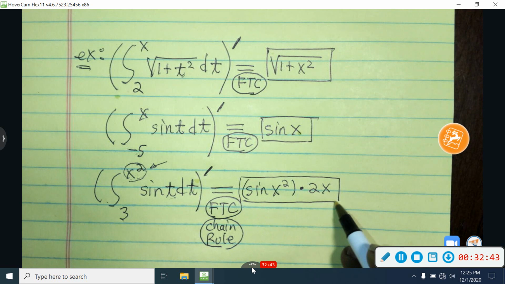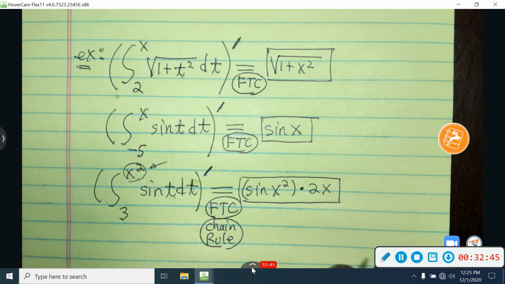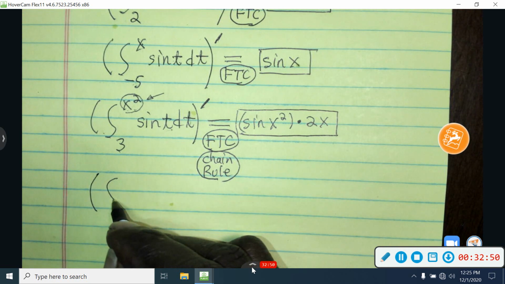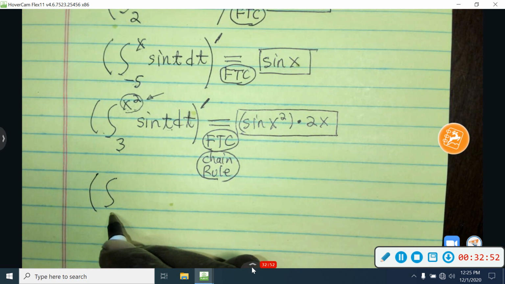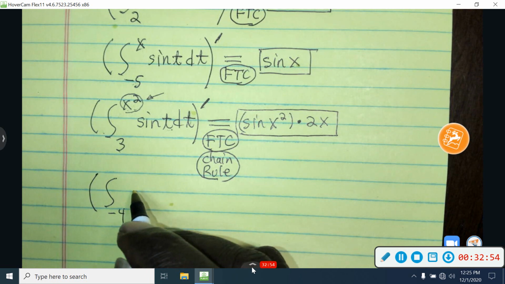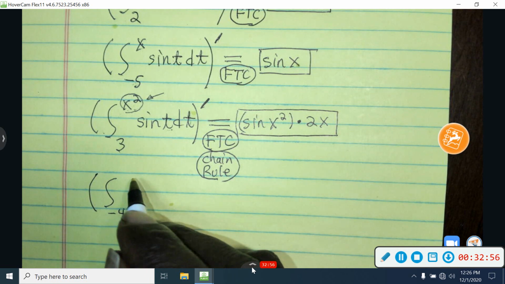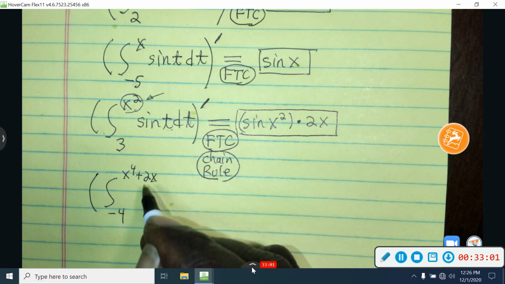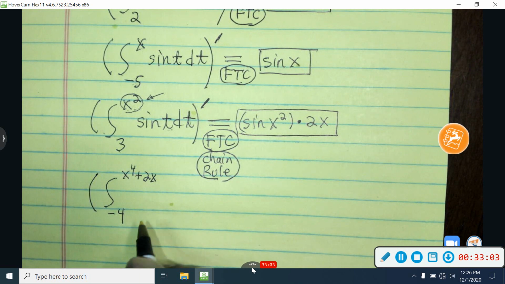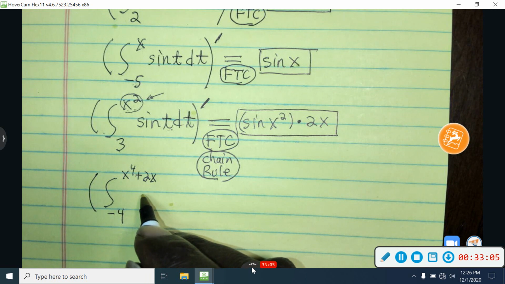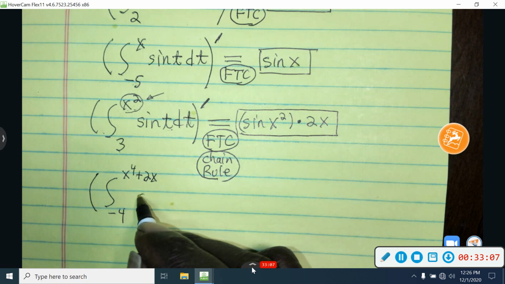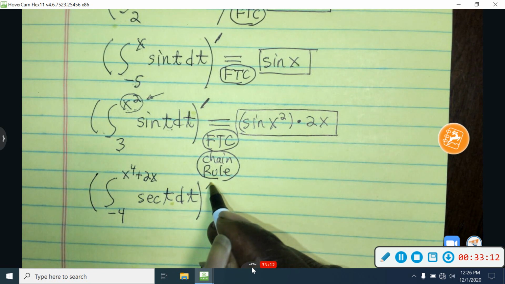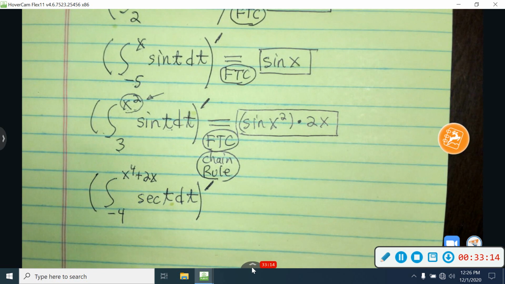So you can see a chain rule can be involved in this. Let's do one more involving a chain rule. How about the function being the integral from -4 to x to the 4th plus 2x of, say, secant t dt. And let's take the derivative of this function.